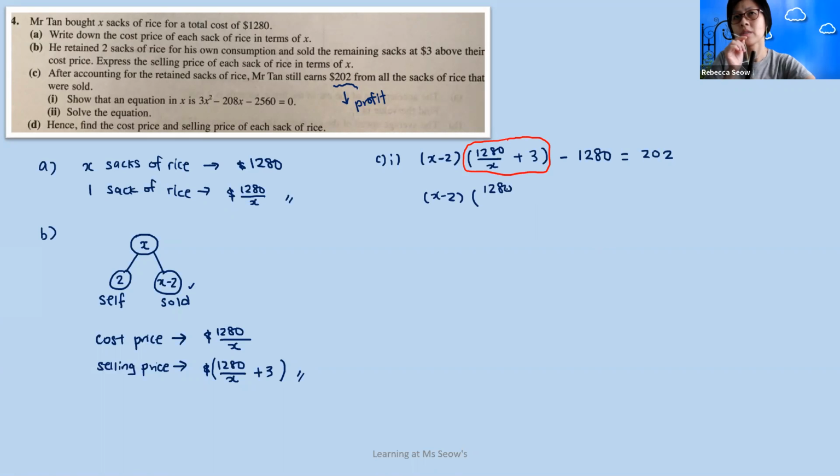So I get (1,280 plus 3x) over x minus 1,280 equals 202. Now next, I am going to expand the left-hand side. By expanding the left-hand side, I multiply x to all these terms here, and I multiply 2 into all these terms over here. All right, so maybe to make it a little clearer, it will look something like that.